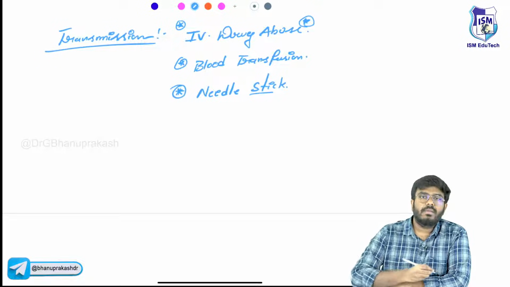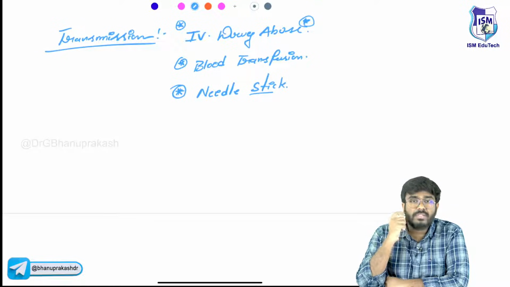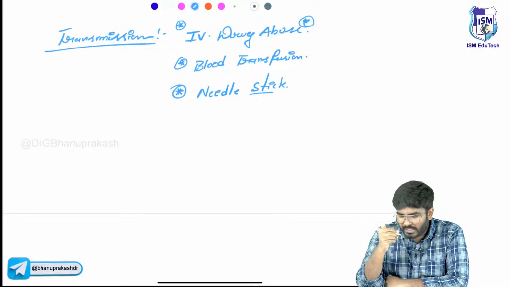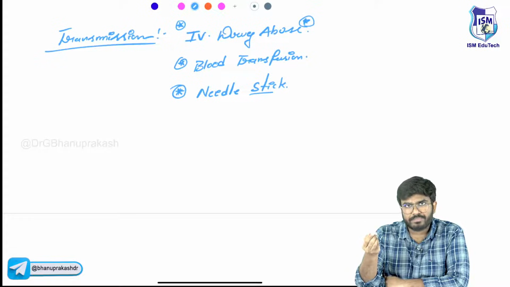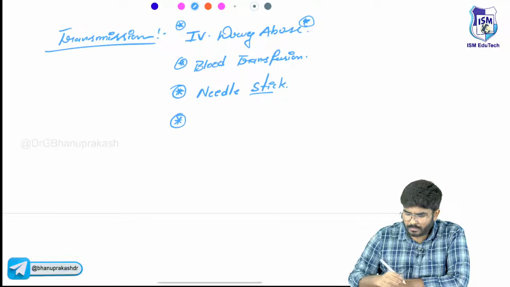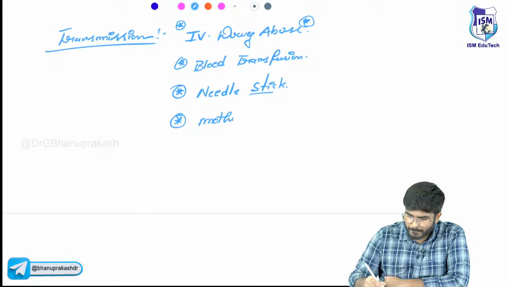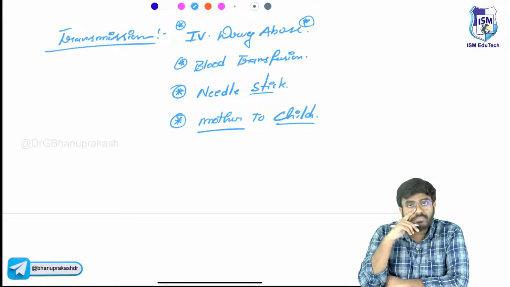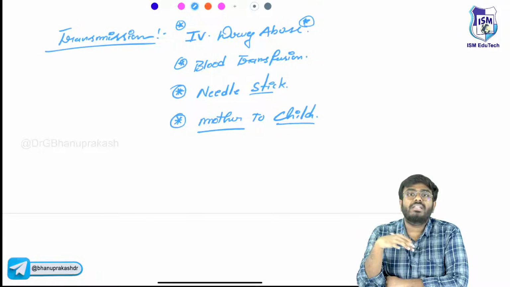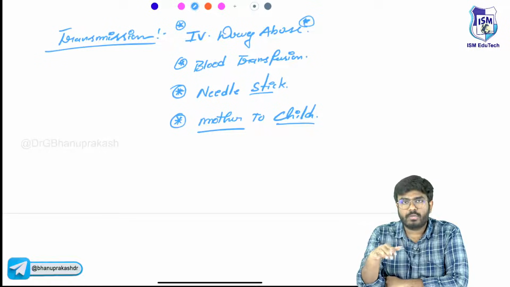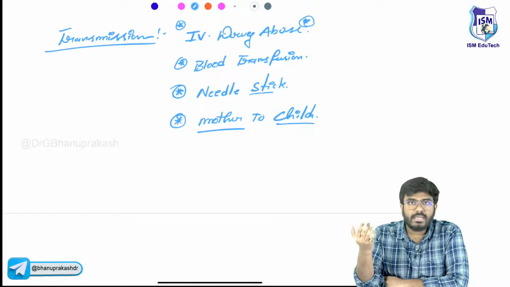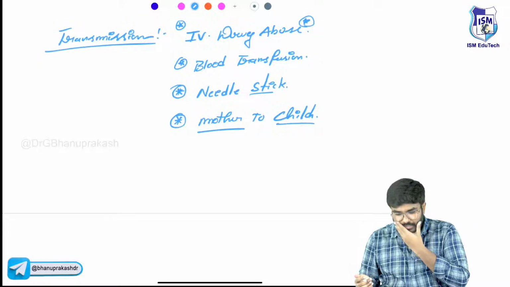Needle stick: the hospital workers, like the nurses or the doctors, whenever they are giving the injection to hepatitis B patients, that needle can stick to you. So needle stick injuries can cause the transmission of hepatitis B. Then mother to child, during the delivery, especially in the third trimester. If the mother has hepatitis B, there is a lot of chance that it can go to the baby also. So these are the different ways by which one can get the hepatitis B virus: IV drug abuse, blood transfusions, needle stick injury, mother to child.